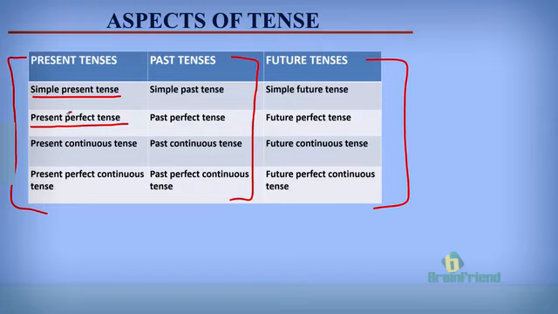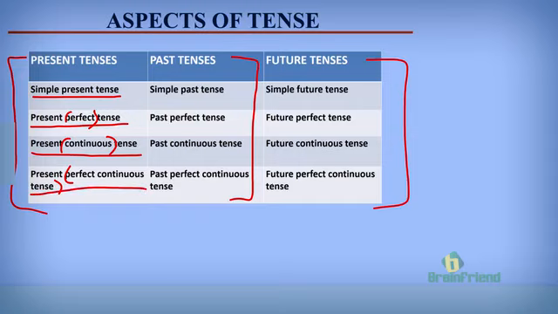So we have the present perfect tense. Now, when we apply the continuous aspect to the present tense, we have the present continuous or present progressive tense. And then when we add the perfect continuous aspect to the present tense, we have the present perfect continuous tense.